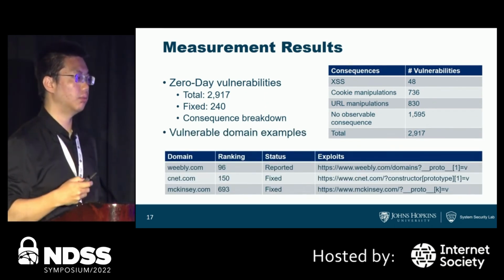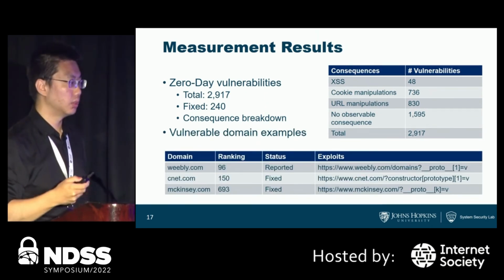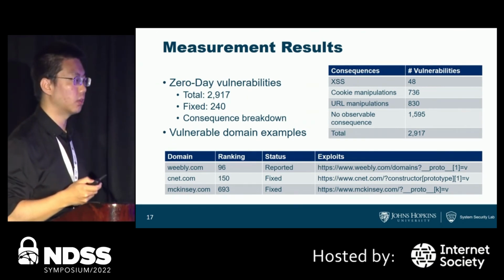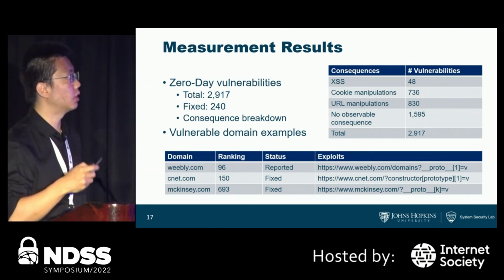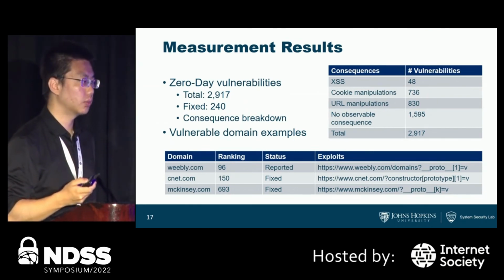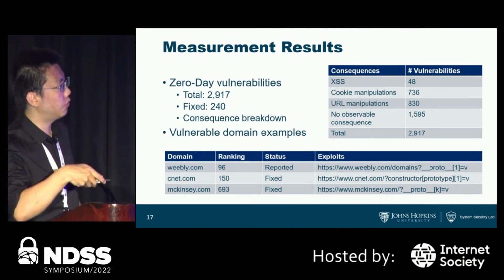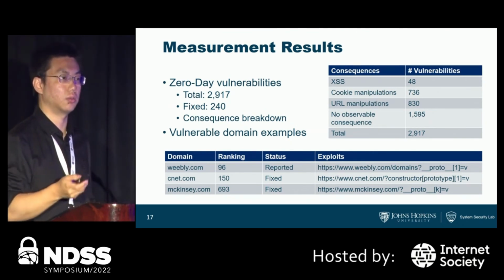We also provide some vulnerable domain examples here, namely weebly.com, cnet.com, and mckinsey.com. The table also shows their rankings, status, and exploit codes. Note that cnet.com and mckinsey.com have already fixed their vulnerabilities after we disclosed them.